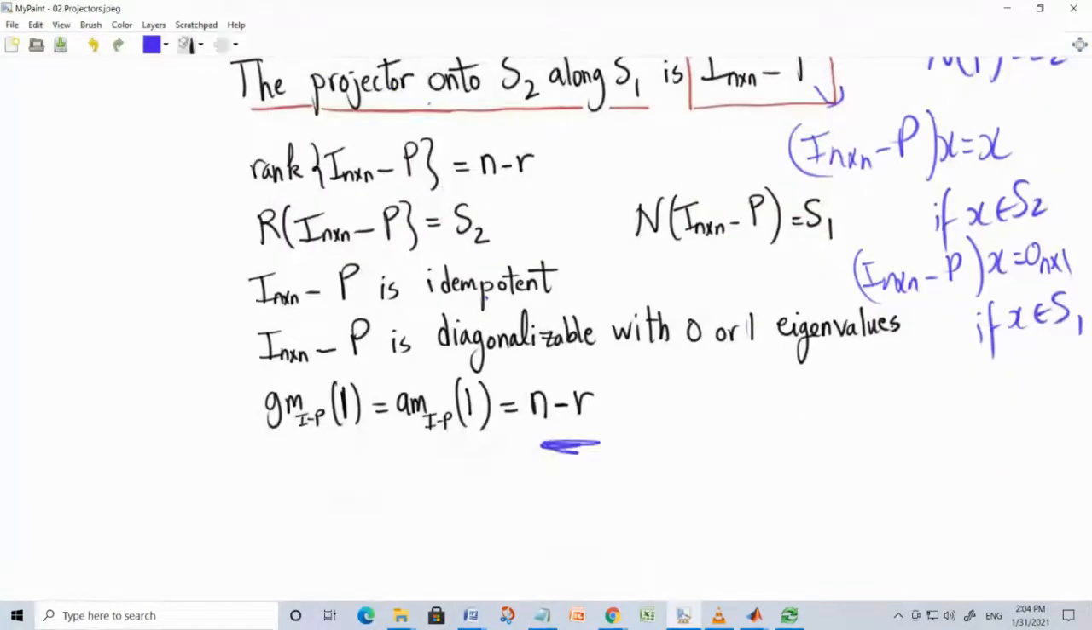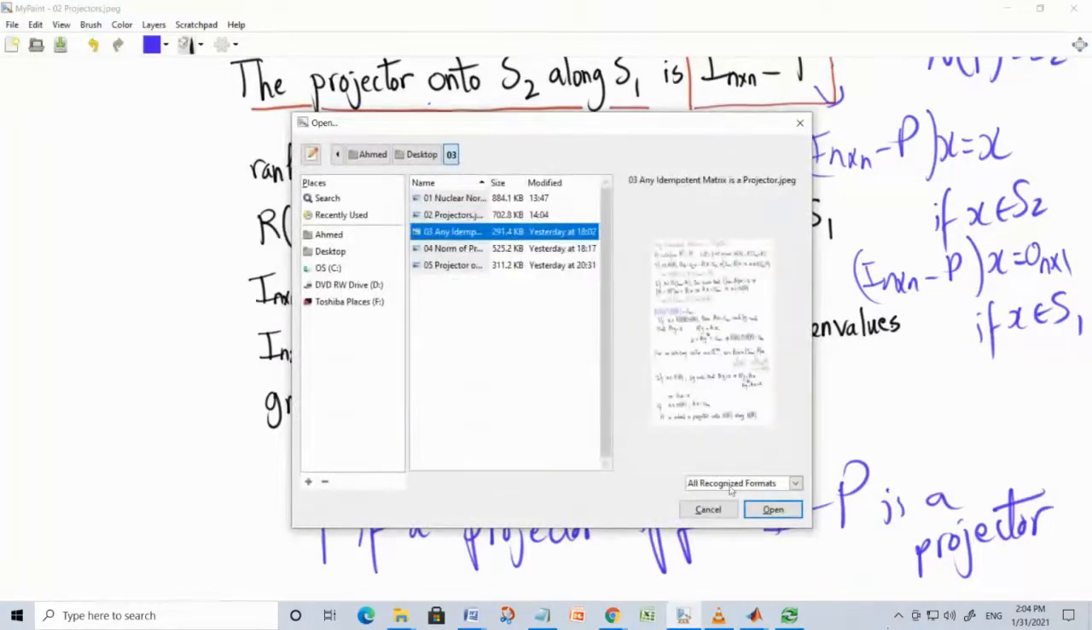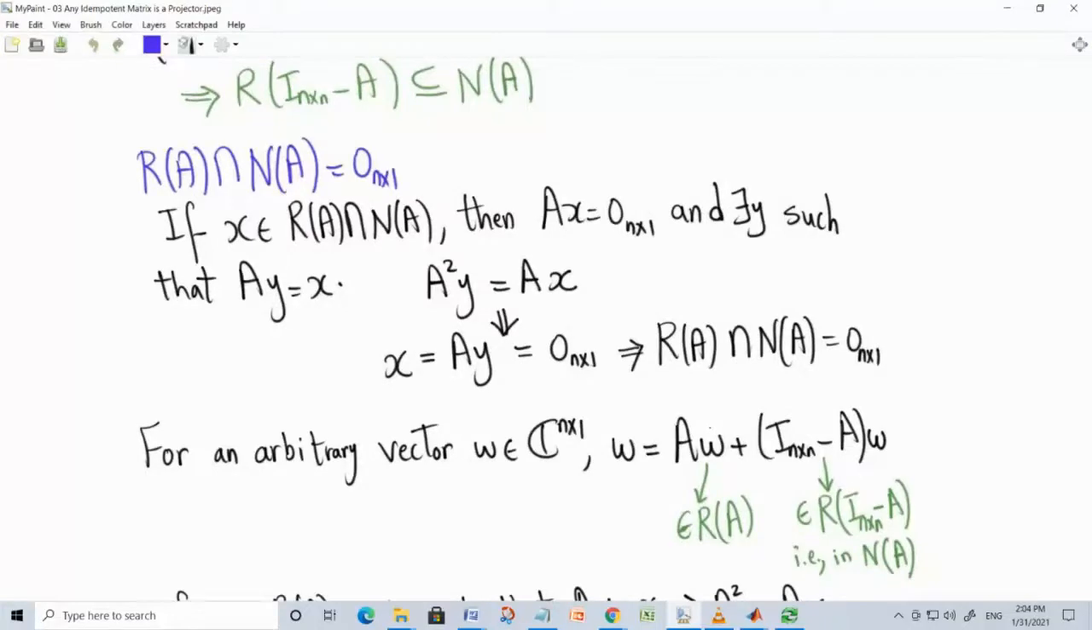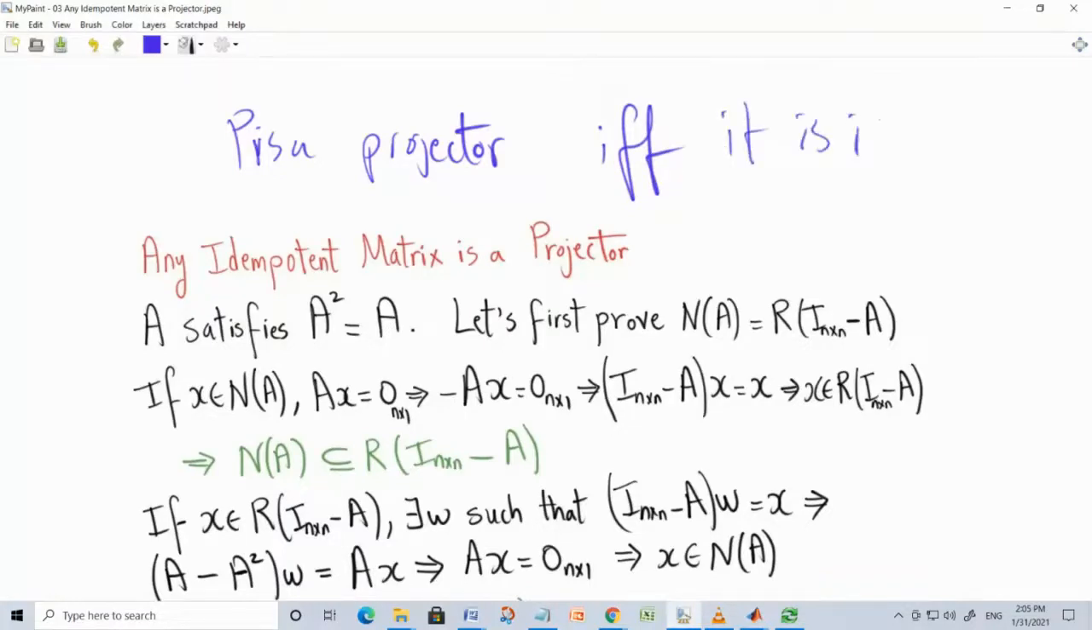So in fact, you can show that P is a projector if and only if I minus P is a projector. And these two projectors, again, they just switch the roles of S1 and S2. So a projector is idempotent. In fact, the converse is true, and hence basically P is a projector if and only if it is idempotent.